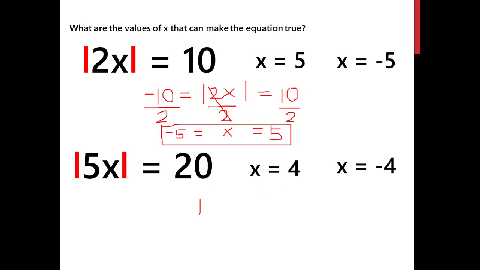The absolute value of 5x equals 20. Again, if 20 here on the other side is positive, I'll input another opposite of that one, negative 20 here. And to solve this one, again using algebra, we can eliminate 5 by dividing it by itself.